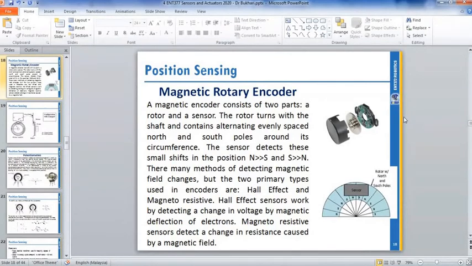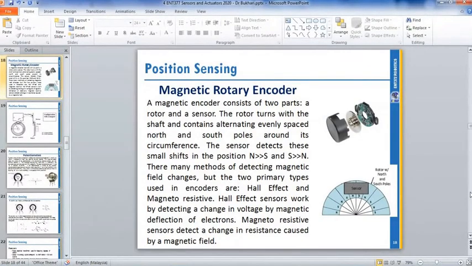But normally you have 2 sensors, so you can calculate and also detect the direction of rotation. This one, better you purchase. If you want to purchase the DC motor, better you purchase this one because the price is almost similar.